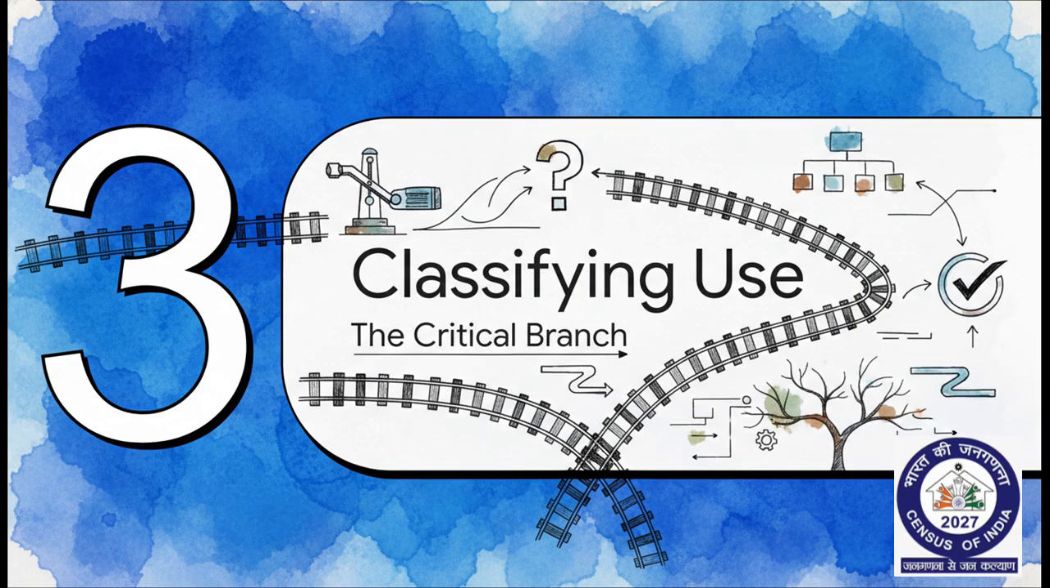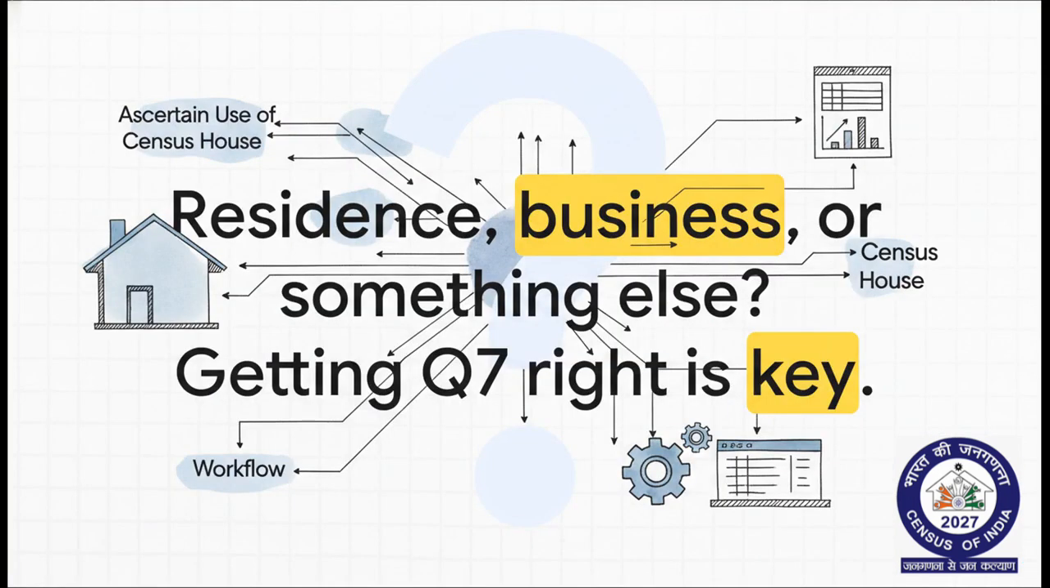Okay, this next section is absolutely 100% crucial. Your answer here, it's like a switch on a railway track. It decides which set of questions the app is going to send you down next. Question 7, ascertain use of census house, is, without a doubt, the most powerful branching point in this entire survey. What you select here is going to shape the entire rest of the workflow for this one entry.